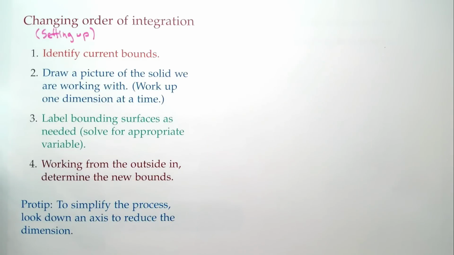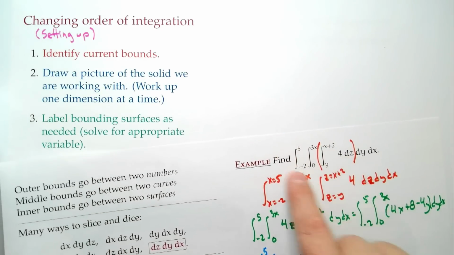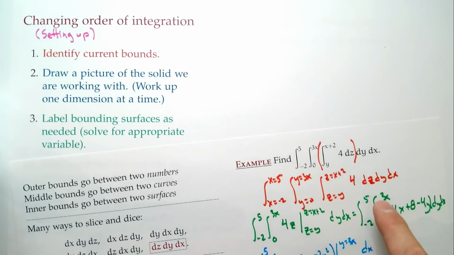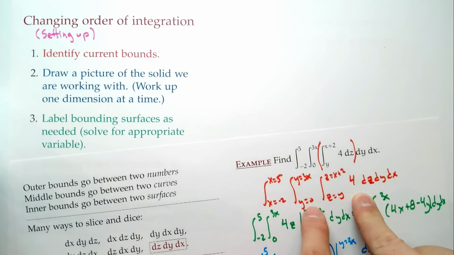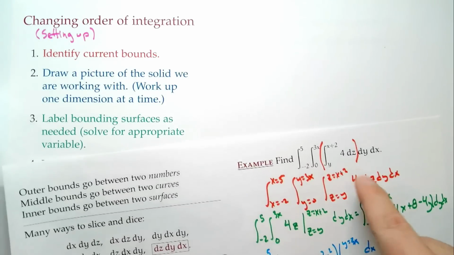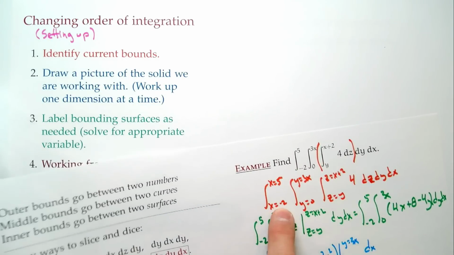So a lot of this should sound very familiar because it's basically the same process. Now, what's the process? First off, identify what the bounds are. So if you're given a triple integral, where do we find the bounds? Well, when we're given a triple integral, the bounds are here in these integrals. So, for example, x equals negative 2 to 5. Y goes from 0 to 3x. So 0 less than or equal to y less than or equal to 3x. Y to x plus 2 says y is less than or equal to z is less than or equal to x plus 2. These are where you're getting your information about your bounds.